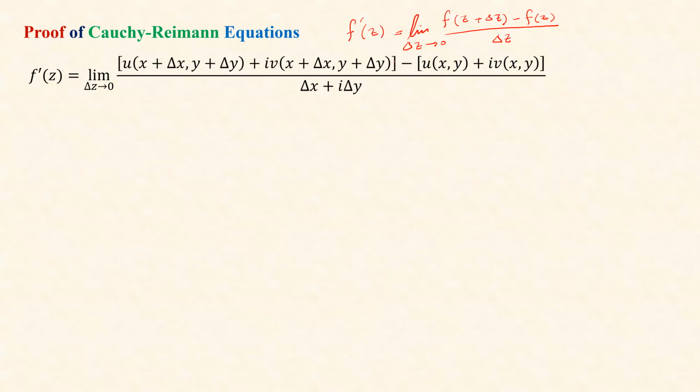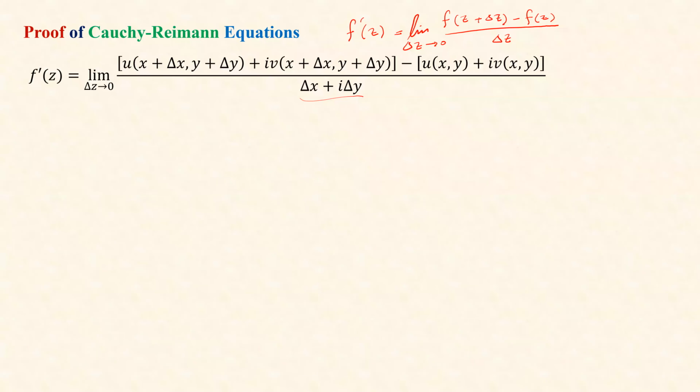You see, this is f of z plus delta z, because it has u plus iv, but u is evaluated at x plus delta x and y plus delta y, and v also is evaluated at x plus delta x and y plus delta y. And the next one is u of x and y plus i v of x and y, which is f of z. So f of z plus delta z minus f of z is divided by delta z, which is delta x plus i delta y.